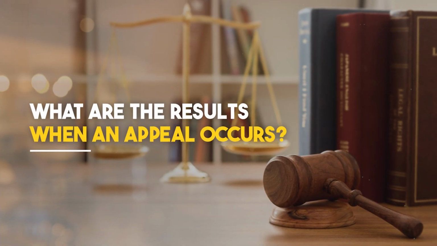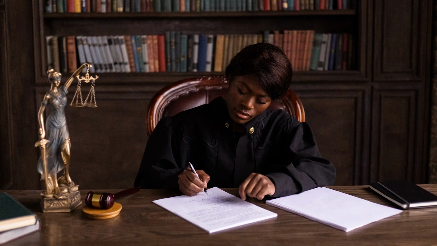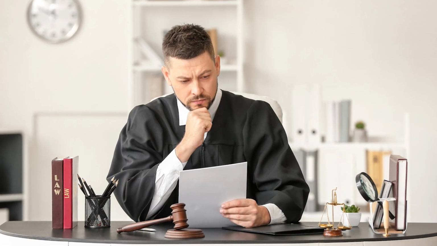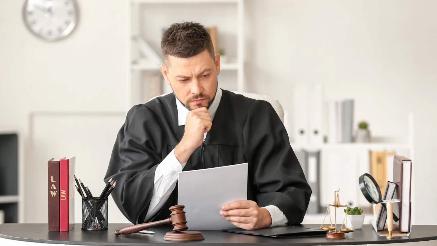What are the results when an appeal occurs? Well, we talked about one a few minutes ago, remand. That is when the appeal court hands the case back to the lower court and says, you are now remanded to follow this rule and move forward. Okay? Then that is the result. They go back and they redo it following the appeals court's rule.